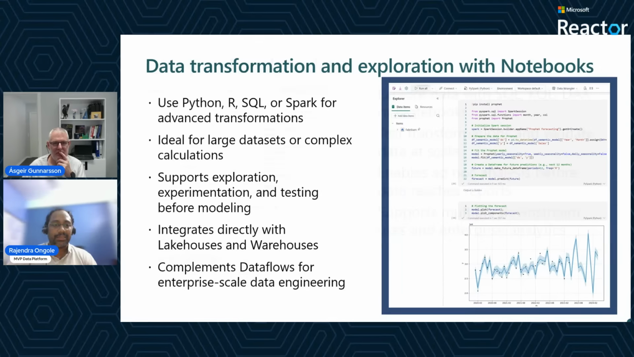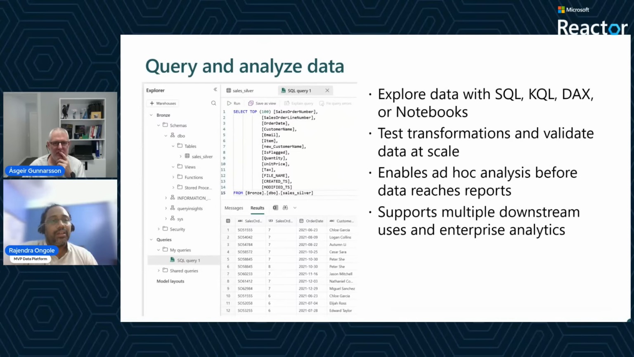Moving on to the next. Querying and analyzing the data which you are observing here. Make sure that the data is explored, and these are the different languages: KQL, SQL, DAX, or notebooks. I'm just asking a question out of curiosity, how many of you have started with the KQL language, Kusto Query Language, maybe in the real-time analytics part? Please post it. If you're working with real-time data, you definitely have to make use of KQL as well.